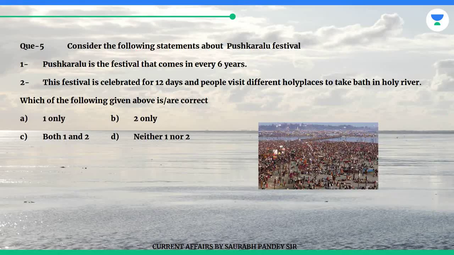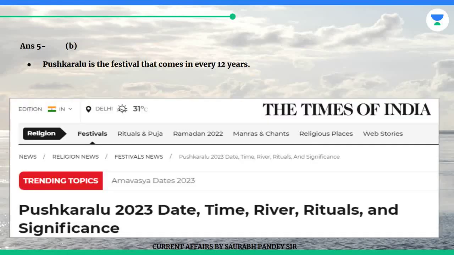Question 5. Consider the following statements about Pushkaralu festival. 1. Pushkaralu is the festival that comes in every 6 years. 2. This festival is celebrated for 12 days and people visit different holy places to take a bath in the holy river. Which of the following given above are correct? A. 1 only. B. 2 only. C. Both 1 and 2. D. Neither 1 nor 2. Answer is B. Pushkaralu is the festival that comes in every 12 years.